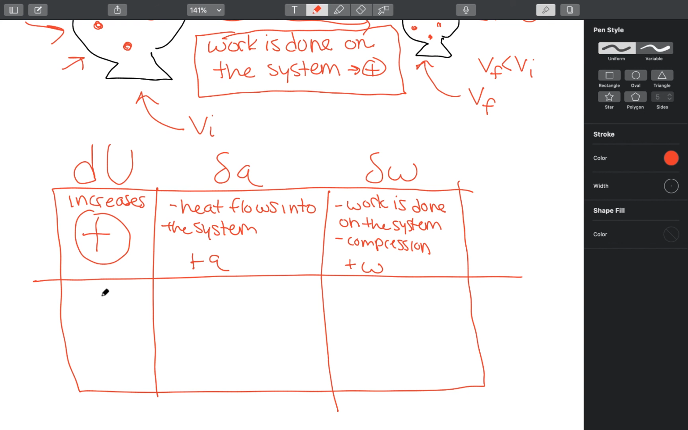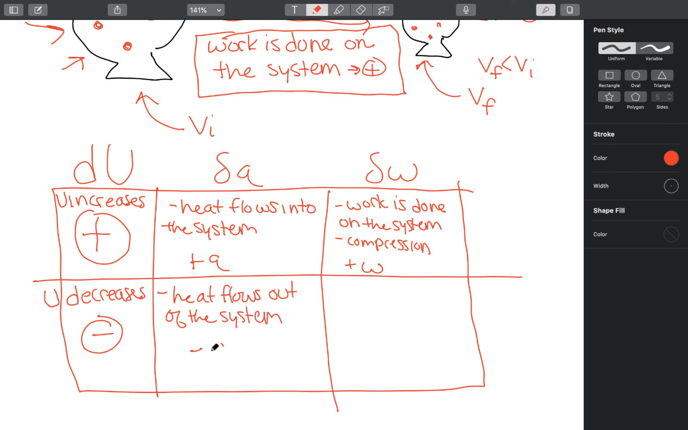And dU has a negative value, or the internal energy decreases. So let's put U here. U increases and U decreases. So dU has a negative value when heat flows out of the system. So negative Q, and when work is done by the system. And this would be during an expansion, where you have a negative work value.